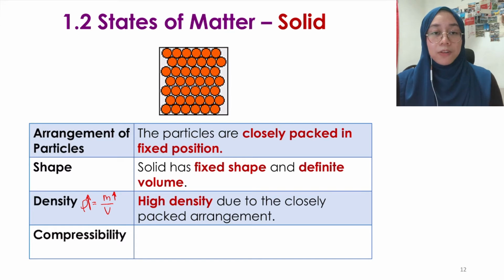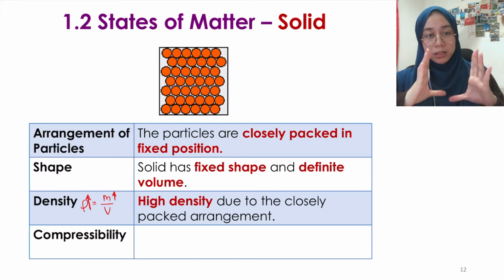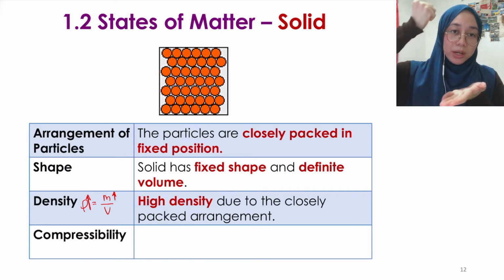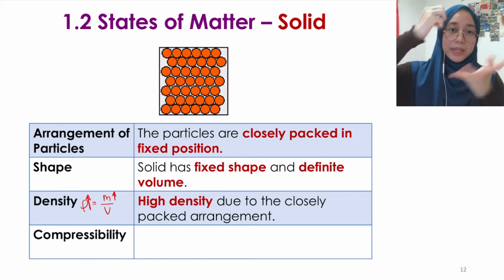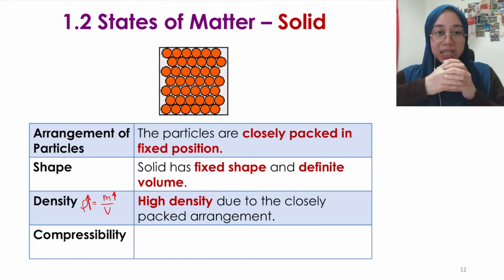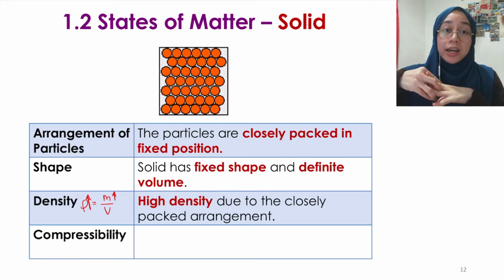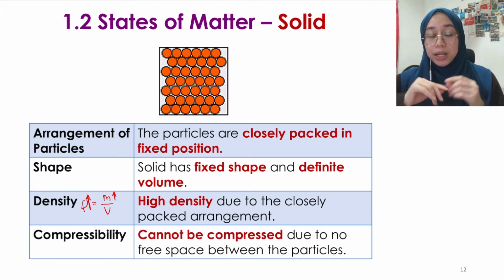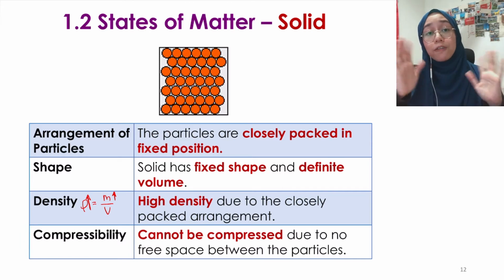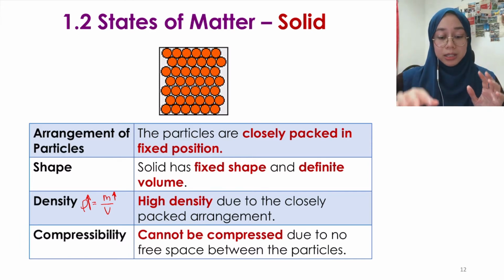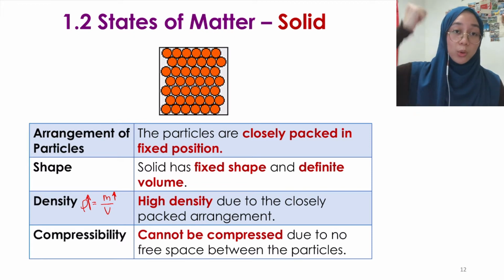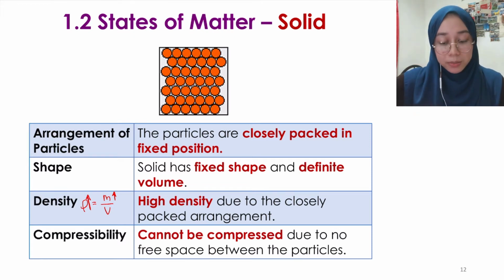And then in terms of compressibility pula, since it is fixed, all the particles are very close to one another. So boleh tak kamu nak try tolak lagi supaya dia jadi makin squeeze and makin kecil? No, tak boleh. So basically in terms of compressibility for a solid, it is incompressible. So it cannot be compressed because there are no free space between the particles. Sebab tak ada ruang. Tak ada ruang dah in between, therefore tak boleh nak tolak dah. So it is incompressible.